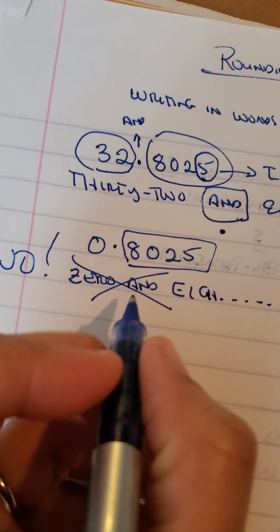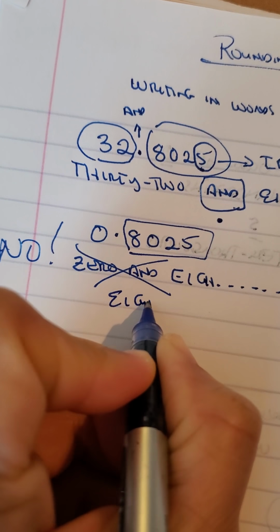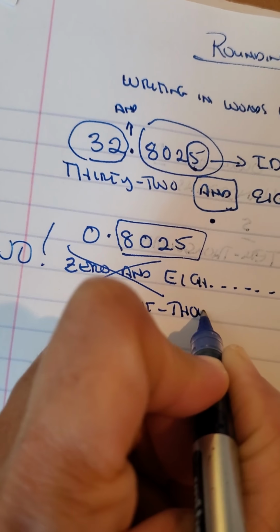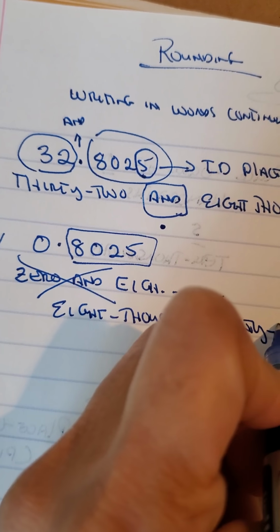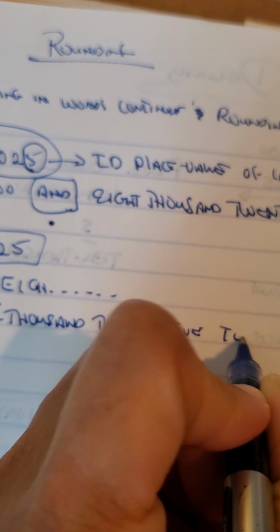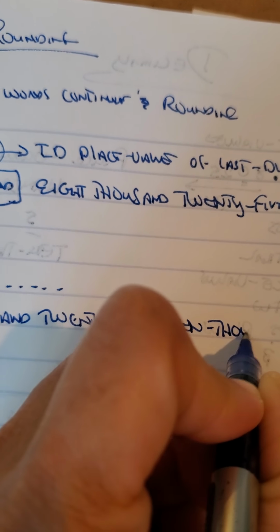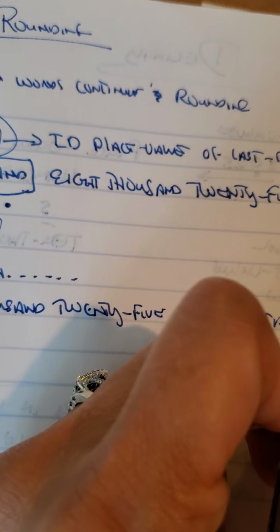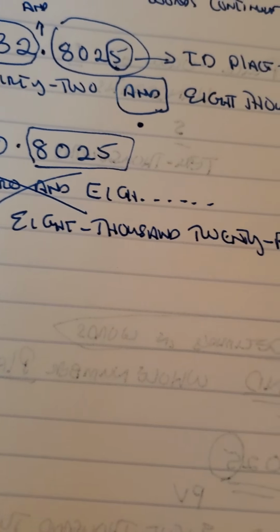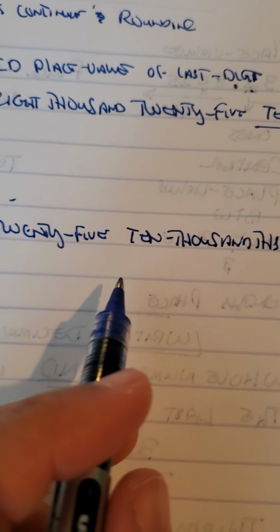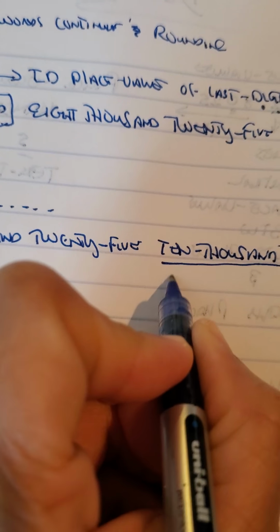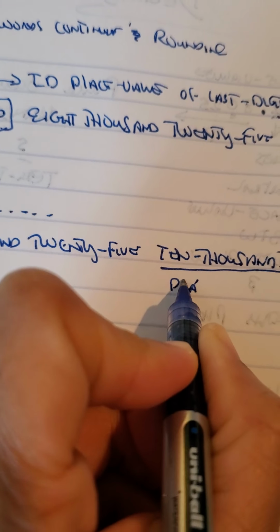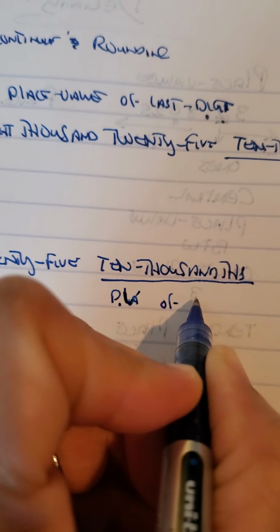You just go straight to it and you can say 8,025 10,000s. Okay. So you follow the same process where you just write it as a whole number, but you make sure to identify that you're working with a decimal. You must write the place value of the last digit. I'll put PV for short, PV of digit 5.